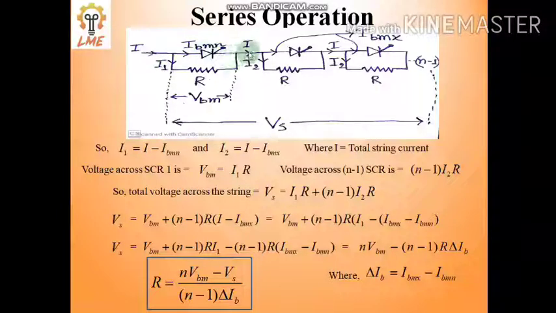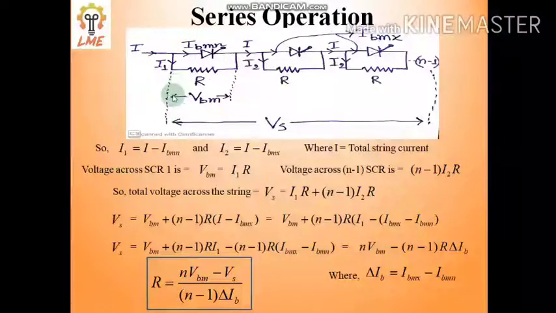Here is also I. In the first case, I is subdivided into two parts, IB min and I1. IB min comes through the SCR, and I1 comes through the resistance. In the second case, I comes through this SCR and I2 comes through this resistance. Same over here, I is subdivided into two parts, IB max coming through this SCR and I2 through this resistor. This is the same thing for the n minus 1 SCRs, because the first SCR is already cancelled out.